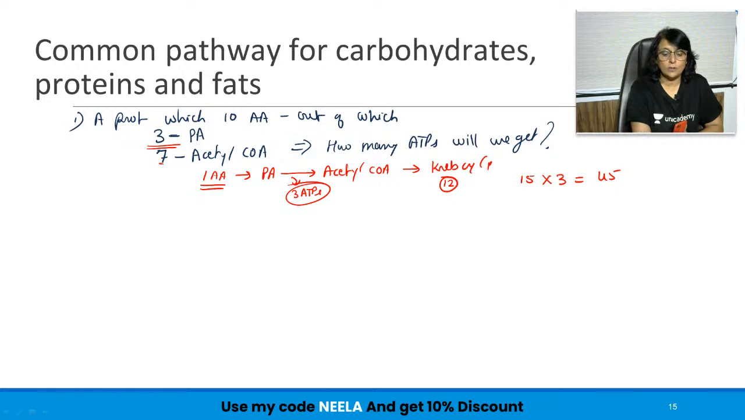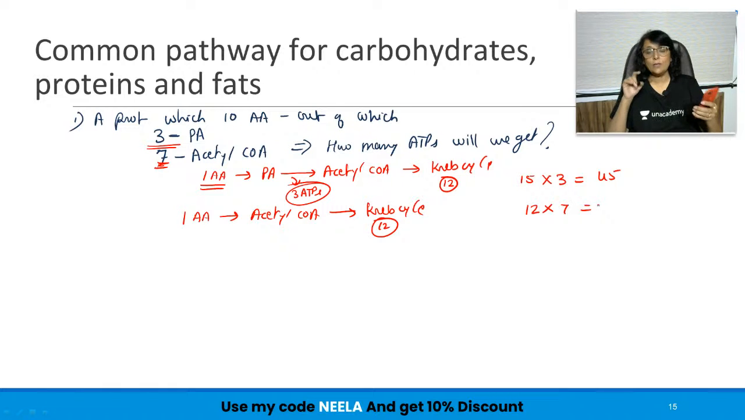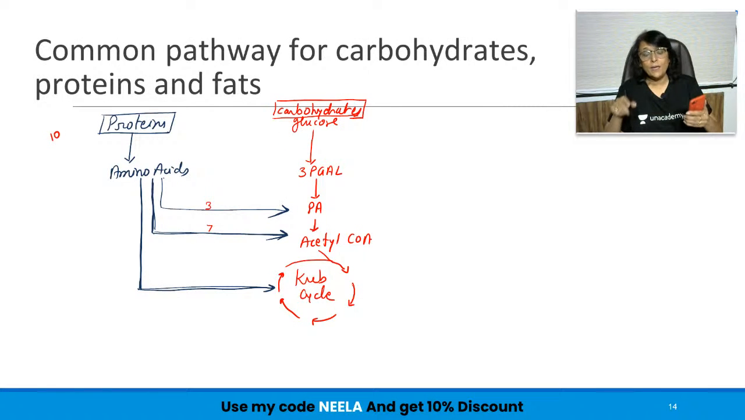Now let us talk about this one. If one amino acid changes into acetyl coenzyme A and this participates in Krebs cycle, so what we get is only 12 ATPs. So how many? 12 ATPs, and how many amino acids are changing into acetyl coenzyme A? Is 7. So are you able to calculate the number of ATPs? Can you calculate the number of ATPs if a protein is joining the common pathway?